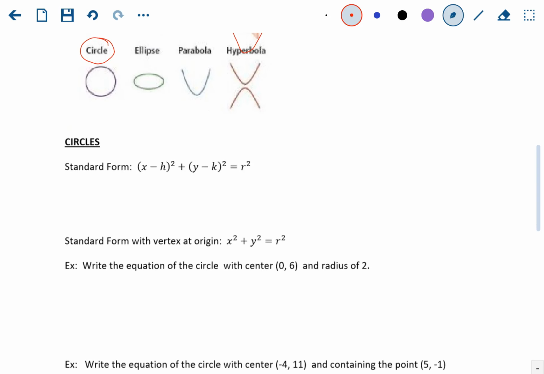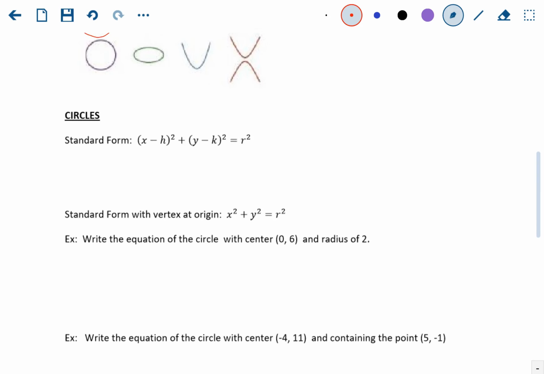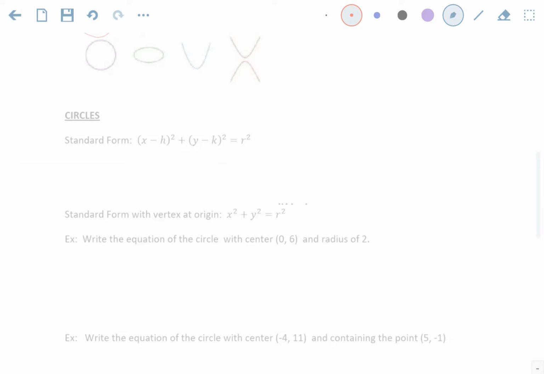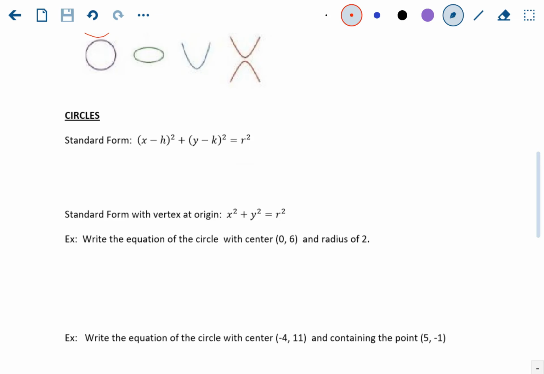Circles have a standard form. The standard form for a circle is (x minus h) squared plus (y minus k) squared equals r squared. This is a kind of different standard form where you have your x's and y's on the same side. Again, x's are inputs, y's are outputs. But there are three variables here that we are not as familiar with, so you have to find those.